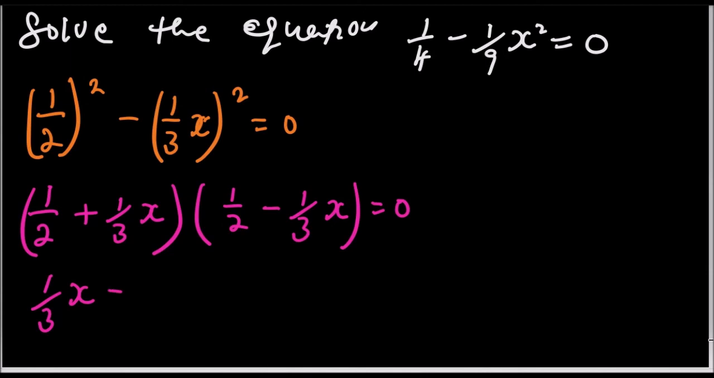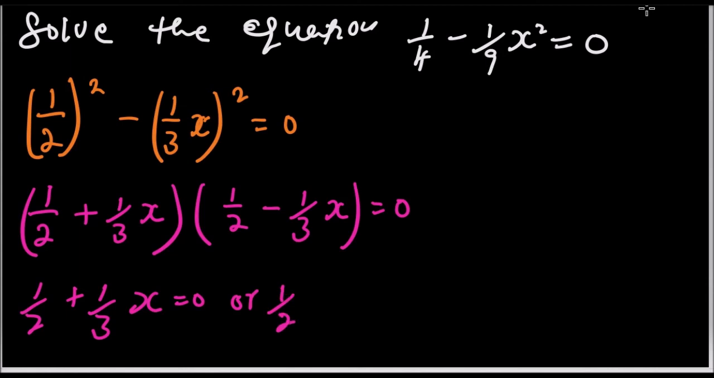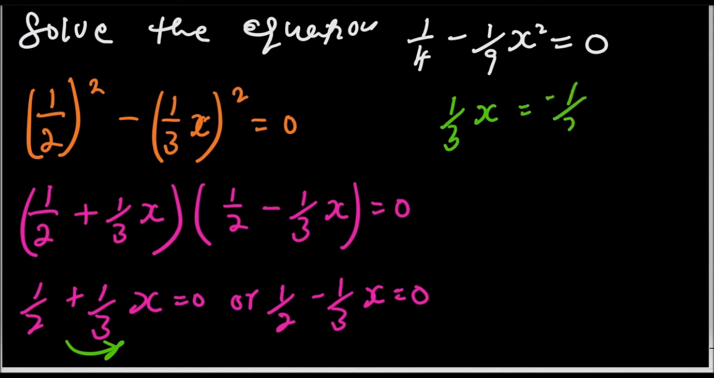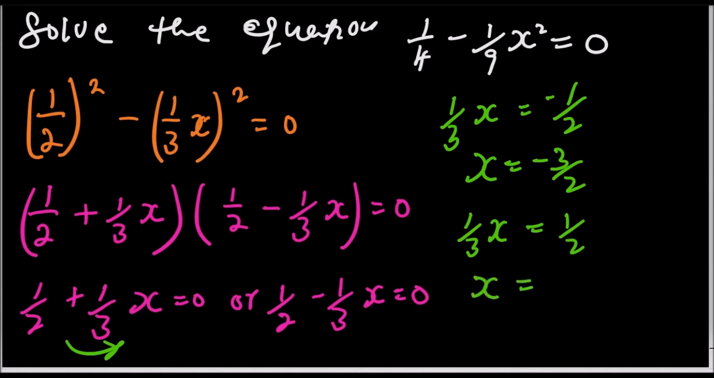So we say that either a half plus a third x is equal to 0, or a half minus a third x is equal to 0. So with that, let's take this a half to the other side. It becomes negative. So a third x is equal to minus a half. We multiply both sides by 3. So our x will be minus 3 over 2. For the other one, we take the third x to the other side, so we have that x is equal to a half times 3. We multiply both sides by 3, we get x is equal to 3 over 2.